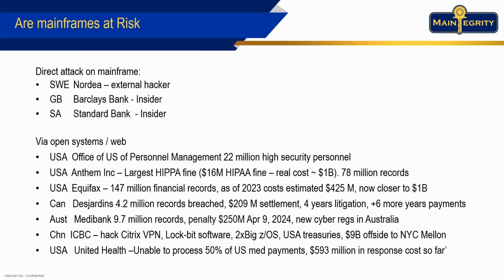Okay, so they were unable to process 50%, and really, the healthcare system almost shut down in the US because things couldn't be paid. But the response so far is $593 million in cost. And that's because the mainframe was unavailable. United Health has a large mainframe, and it is very much associated with those billings. So those are important things to be able to handle. Gary, if you'd go to the next slide.